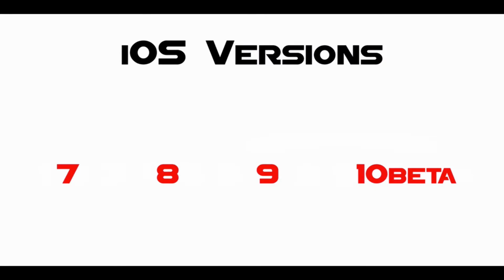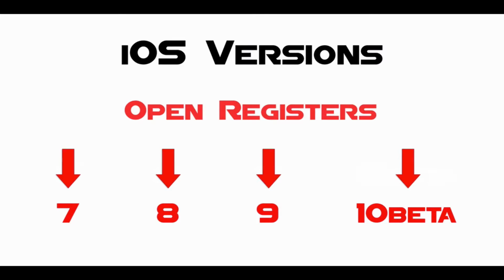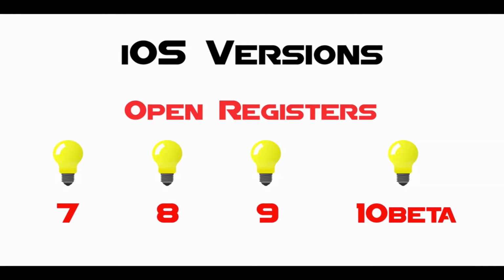Now, using a little bit of imagination, let's pretend that each iOS version is an actual register at your marketplace. So iOS 7, 8, 9, and 10 are open, so you can go and check out whatever product you want. These are the ones that are open right now. But instead of arrows, since a lot of you know that a register is open when there's a light bulb on, here we are, all 4 versions of iOS are open right now.